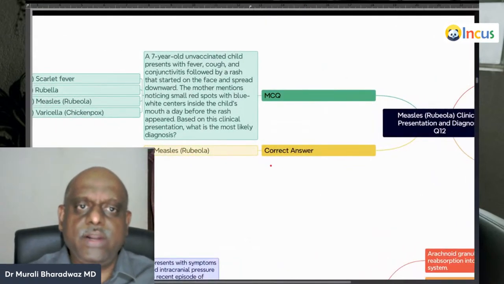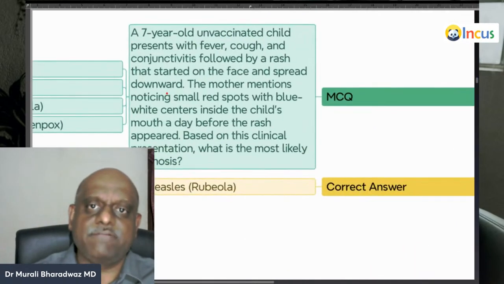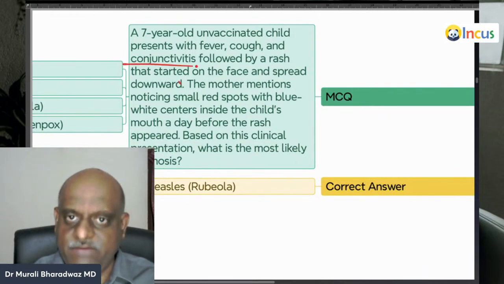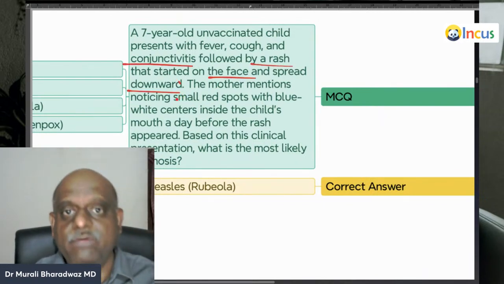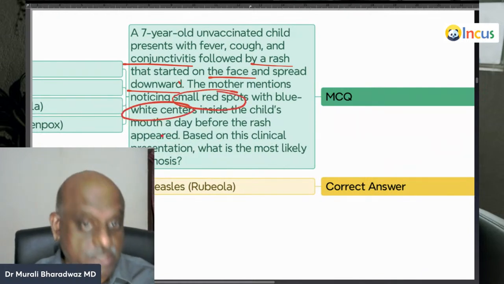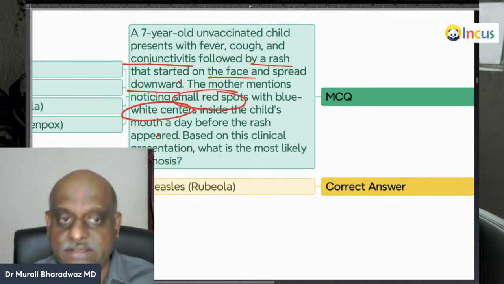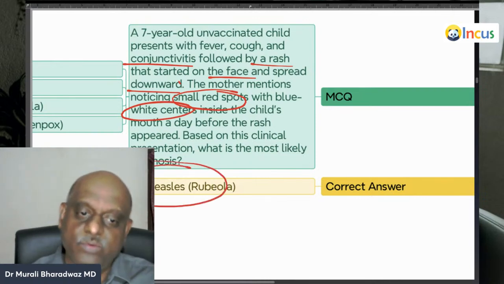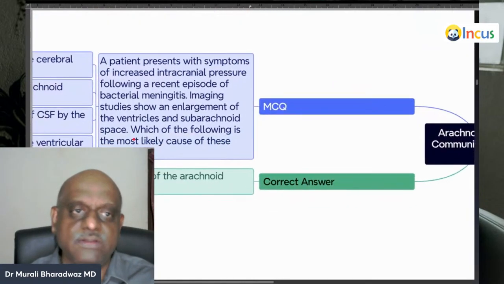A 7-year-old unvaccinated child has fever, cough, conjunctivitis, followed by a rash that spreads on the face, then spreads downwards. Small red spots with blue-white centers, which are called Koplik spots, are present inside the mouth. What is your diagnosis? Measles.